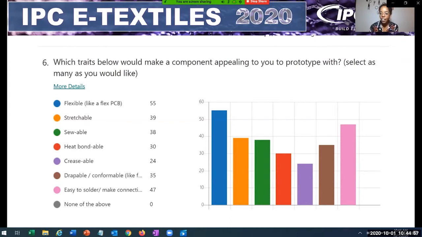And e-textiles by nature are really flexible. They have multi-axis flex actually. And we include that in the question about having the parts be conformable, which people wanted above creasable and heat bondable. But that flexible, conformable space we thought could be something to work with.